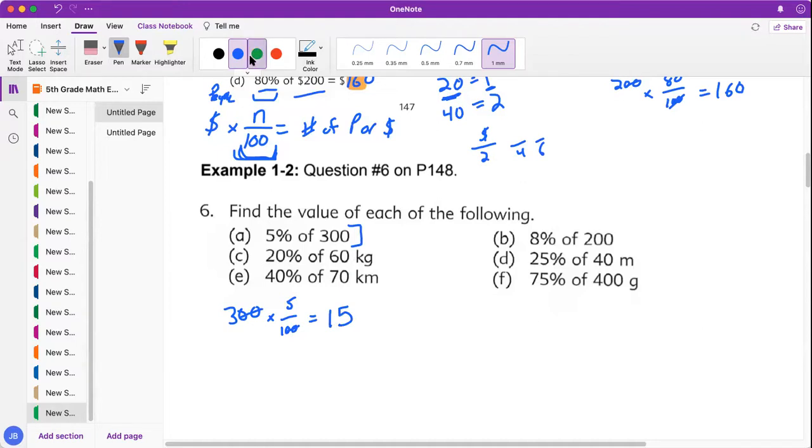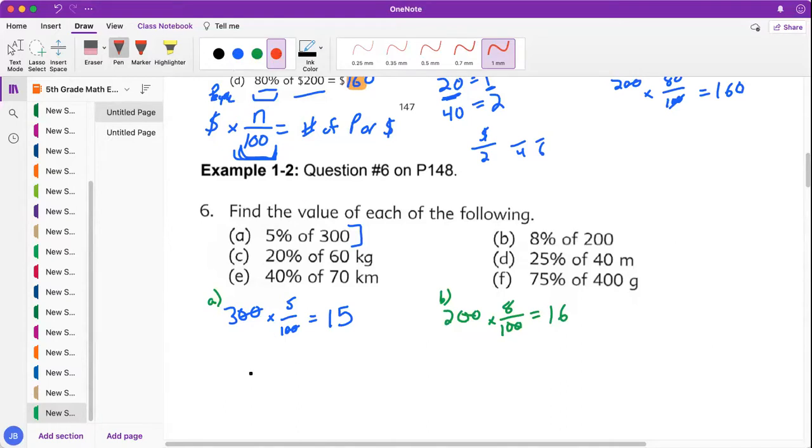All right, so now what about for B? We have 200, and then we can multiply by 8 out of 100. And so our zeros cancel, and now we have 8 times 2, and we should get 16. This is B. This is A. Does that make sense so far?